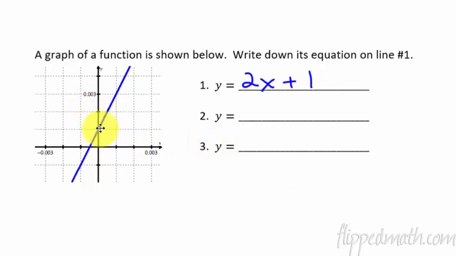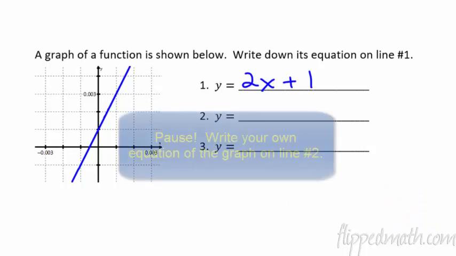0.003, what does that mean? Every single line is 0.001. Okay, knowing that, why don't you come up with an equation for number 2? Now, what do you think the equation of this thing is? So put that down on number 2. Pause now.